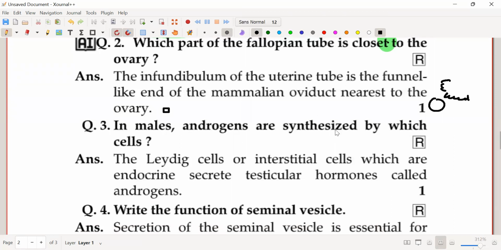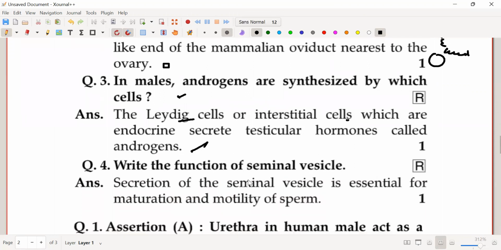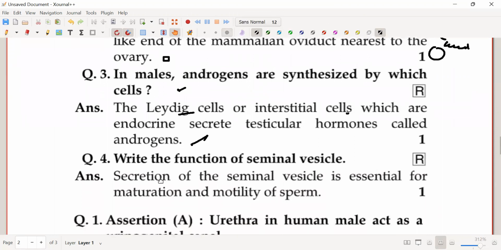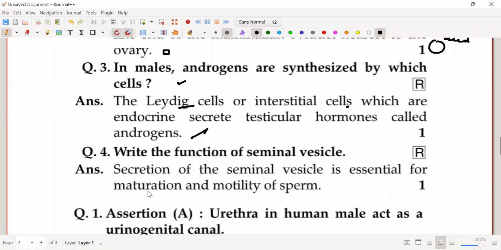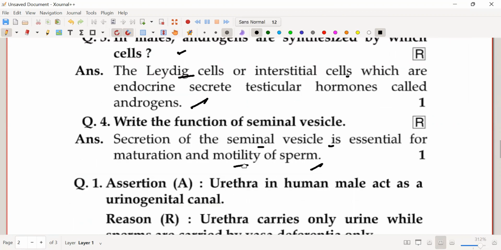In males, androgens are synthesized by which cells? Androgens are synthesized by Leydig cells or interstitial cells, which are endocrine cells that secrete testosterone, called androgens. Leydig cells. Write the function of the seminal vesicle. The secretion of the seminal vesicle is essential for maturation and motility of sperm.